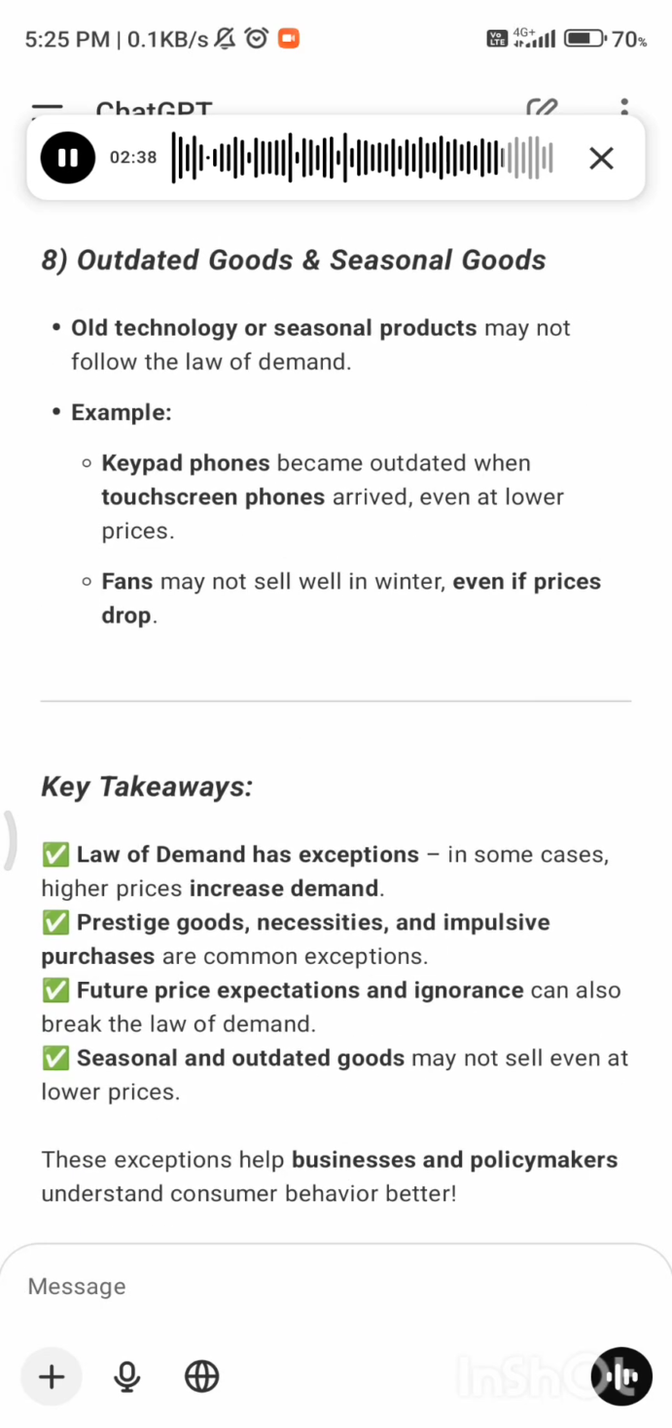Key takeaways. Law of demand has exceptions. In some cases, higher prices increase demand. Prestige goods, necessities, and impulsive purchases are common exceptions. Future price expectations and ignorance can also break the law of demand. Seasonal and outdated goods may not sell even at lower prices. These exceptions help businesses and policymakers understand consumer behavior better.